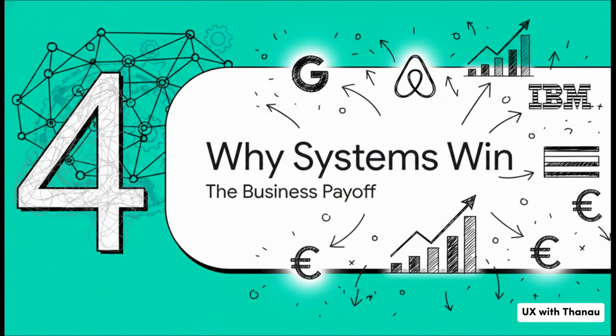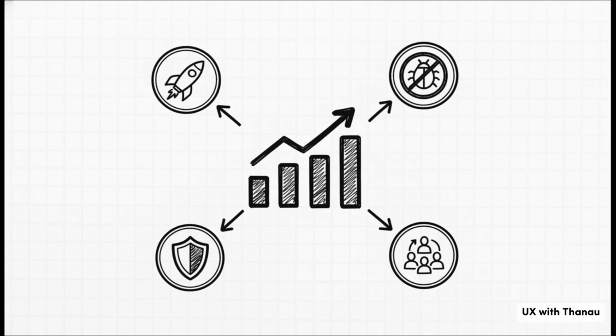Okay, so I know what you might be thinking. This sounds like a lot of work up front. So why do massive companies like Google, Airbnb, and IBM pour millions of dollars into building and maintaining these systems? Well, it's because the payoff is absolutely enormous. This is not just some exercise for designers. It is a seriously powerful business tool. Design systems make development so much faster because engineers aren't just rebuilding things from scratch all the time. They slash the number of bugs, they make sure your brand looks consistent everywhere, and they make it possible for dozens of teams to work on the same product without tripping over each other.